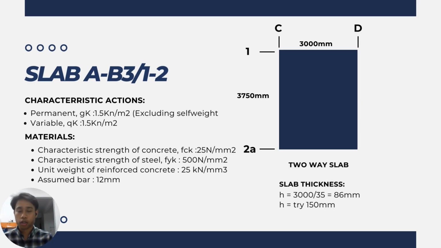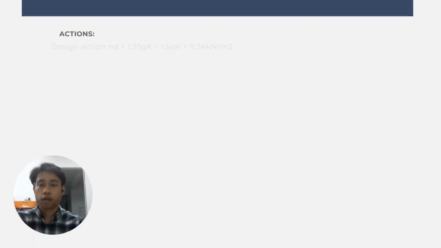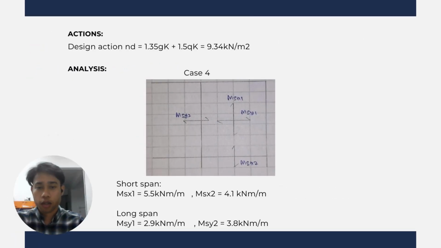For the diameter of the bar, we assume 12 mm. And for the slab thickness, we use 150 mm. It is a two-way slab. For the design action, we get 9.34 kN/m². And this is the analysis. After referring to table 7.3, we get that our slab is case 4.